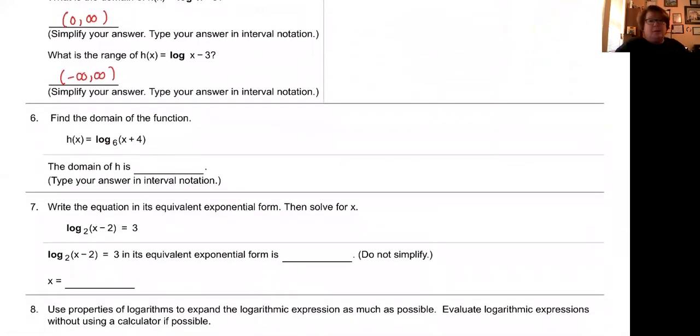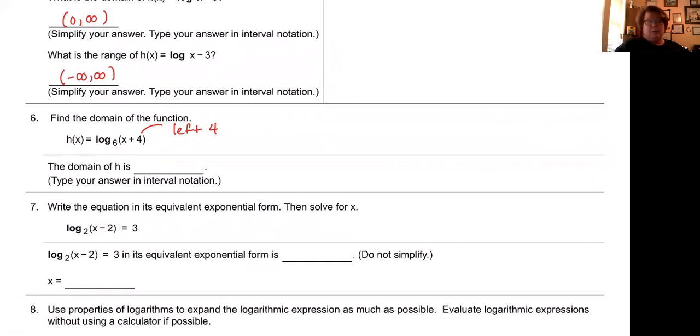For example, problem 6. Find the domain of the function h of x equals the log base 6 of x plus 4. Now, can you see the difference between that and the previous problem? Now you have the log base 6 in parentheses of x plus 4. So what you're doing here is you're shifting the function to the left 4 units. Remember, when you add something to x, you shift to the left. If you subtract something from x, you shift it to the right.